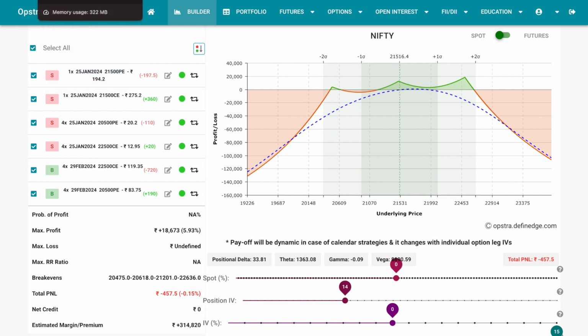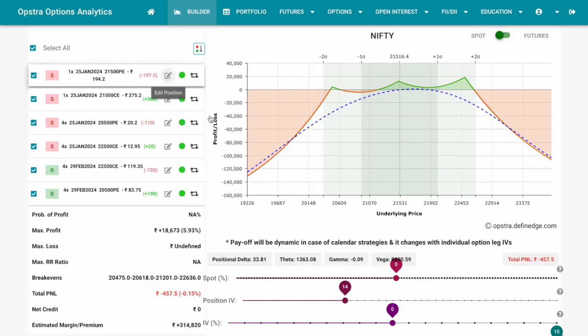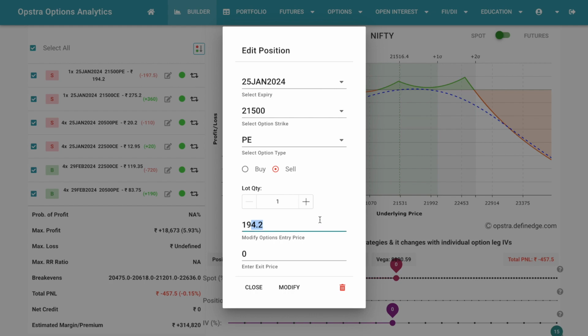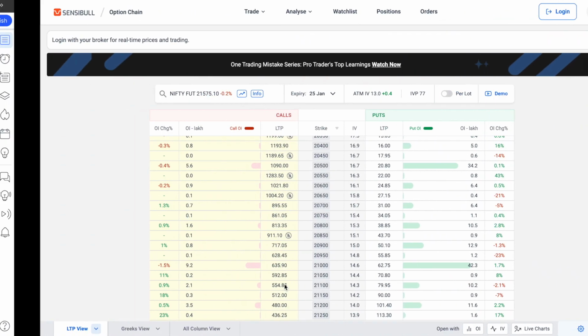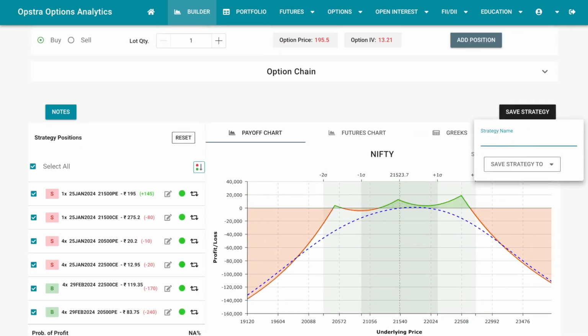Let's close the pseudo strategies. Okay, 275C, 195P. This is quite decent on the same levels. Opstra sometimes hangs up. Let's check the VIX. India VIX is 13.47. So let's just save the strategy with 13.47 VIX, and the strategy name would be calendar crown. This is like a crown strategy.